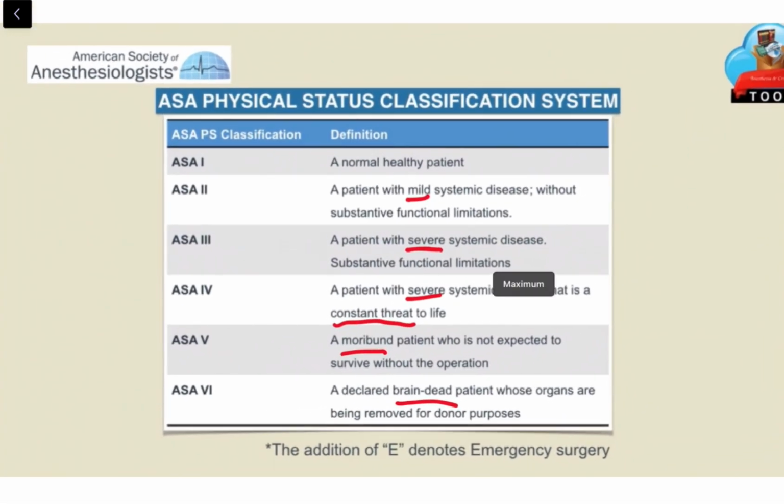So these are the disadvantages of ASA. It is a very vast topic, because there are a plethora of examples within each category, but this is the most concise version. ASA 1 patients are normal healthy patients. ASA 2 patients have mild systemic diseases without substantive functional limitations. ASA 3 have severe disease, but it is usually well controlled. ASA 4 have severe disease that is a constant threat to life.